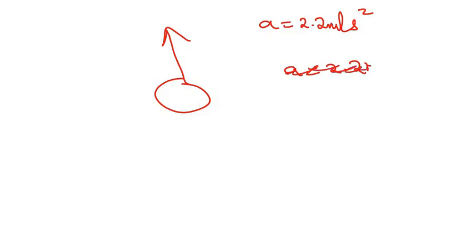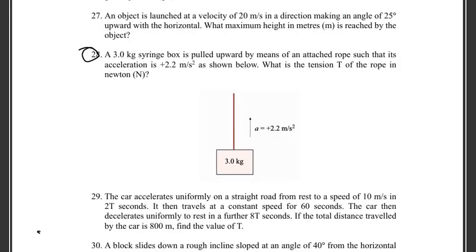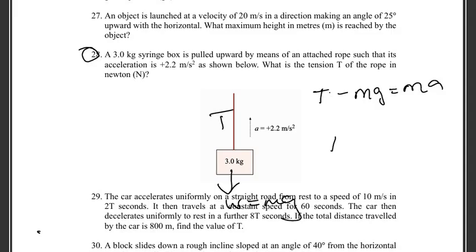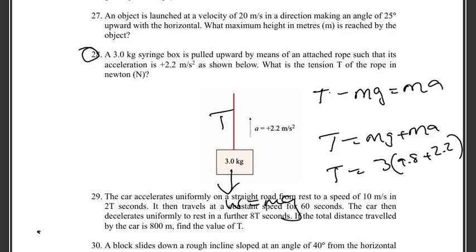So now, for this thing to move, you can just read the question. They're saying this is pulled up, so there is tension there. Of course, there is weight. The tension is the one that wins because this thing is going up. Tension in the rope minus the weight is equal to ma. So the tension is just equal to mg plus ma. The tension will be 3 times 9.8 plus 2.2. Then you punch this in.